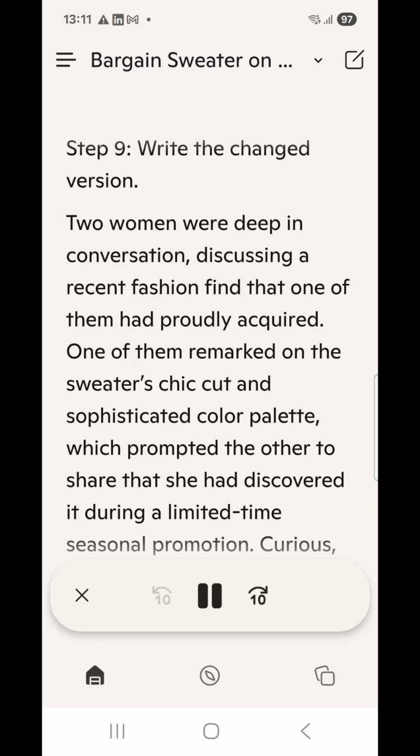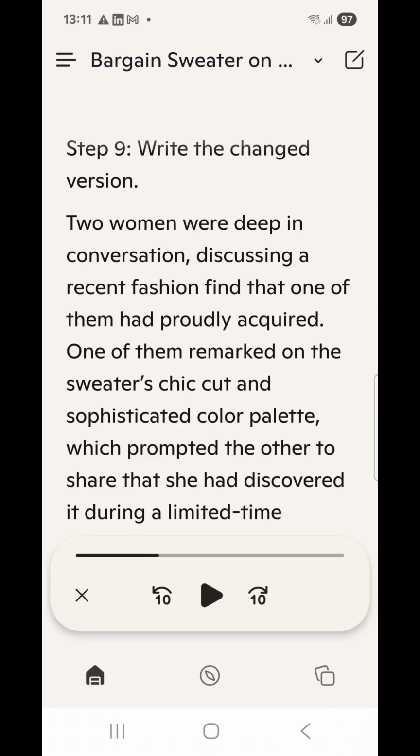With an animated and bubbly tone, 2 women were deep in conversation, just absolutely buzzing, talking about this amazing fashion find that one of them had scooped up. And one of them, she couldn't stop raving about the sweater's chic cut and this gorgeous, sophisticated color palette.